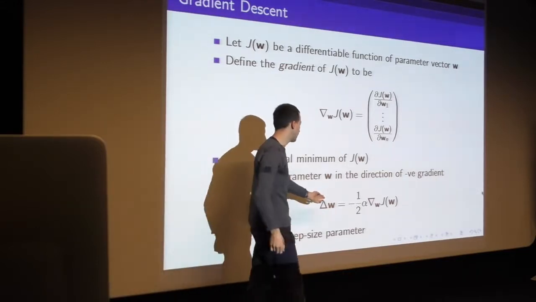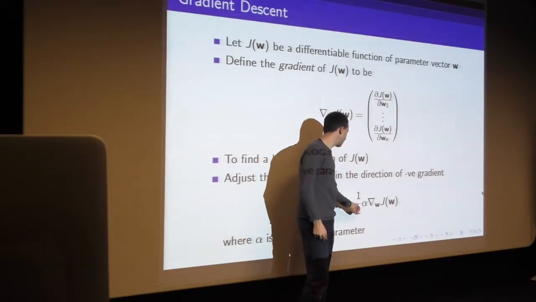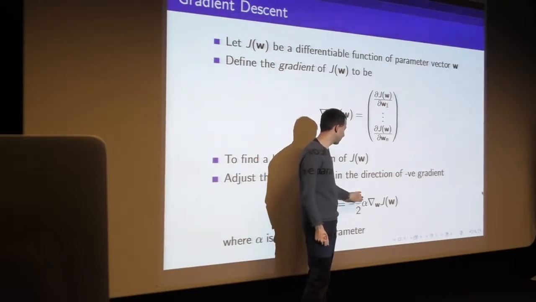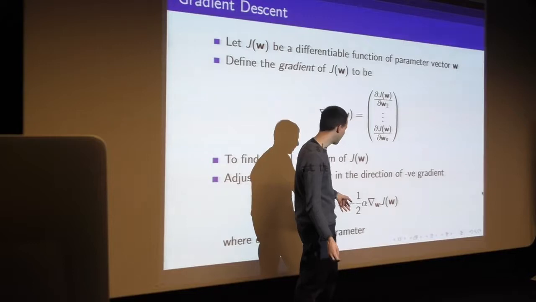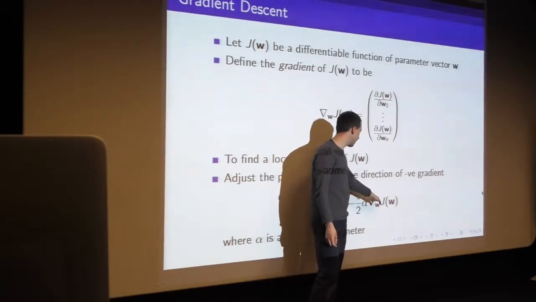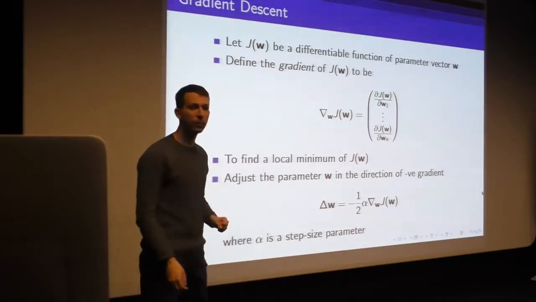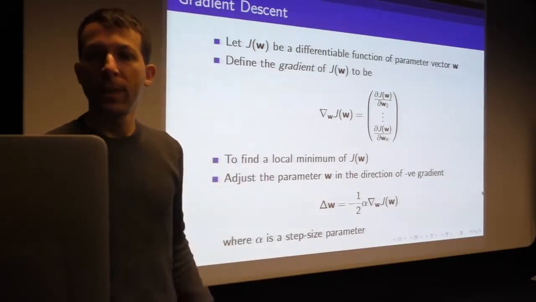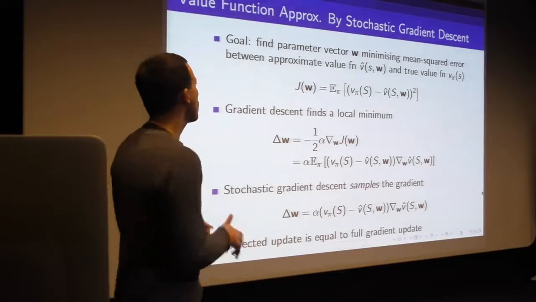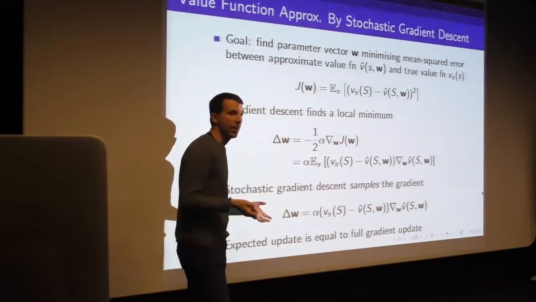And all we're going to do is adjust our parameters a little bit downwards. That's the minus here. The half is just to make everything neat in the maths. Some step size in the direction of our gradient. So that's gradient descent. And so what we're going to do is plug this into value function approximation.